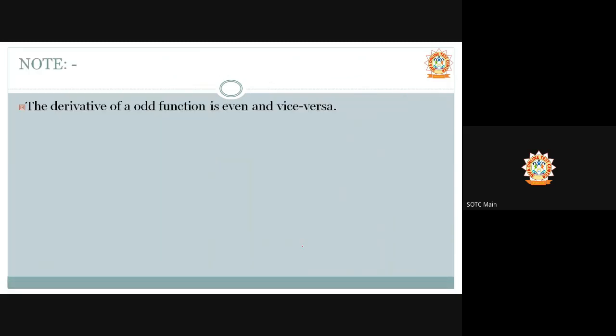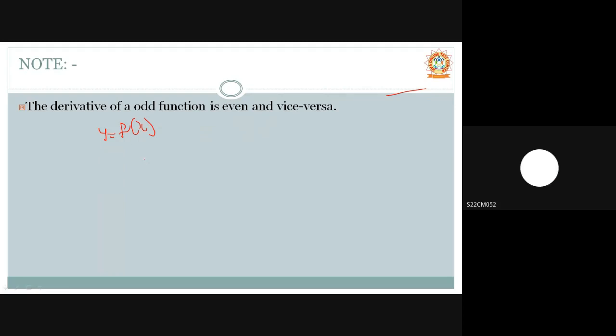Now see, the derivative of an odd function is always an even function and the derivative of an even function is always an odd function and vice versa. Right? So now tell me what is an even function and what is an odd function. Let us suppose y is equal to f of x is a function. Then tell me in which case this f of x will become an odd function and in which case it will become an even function.